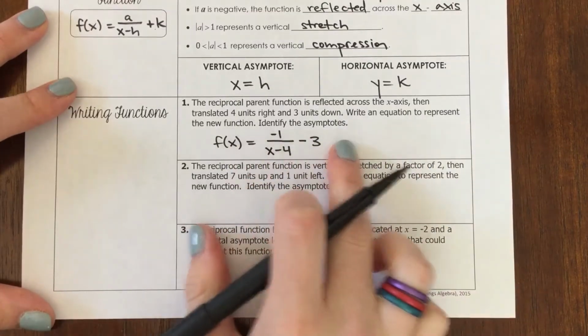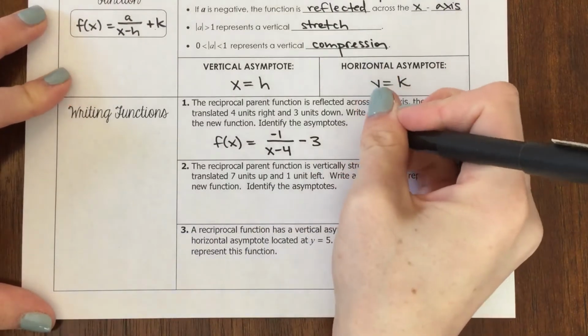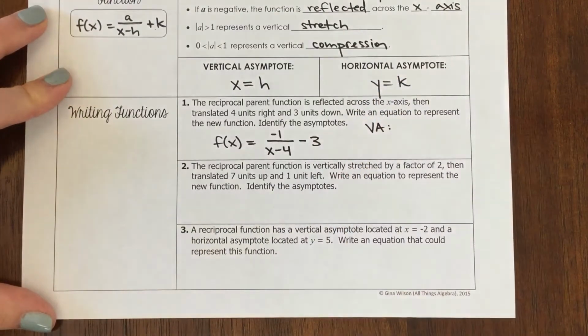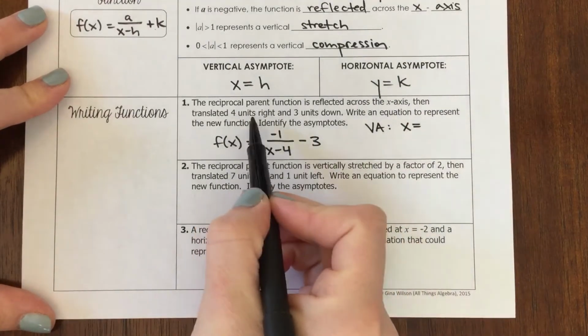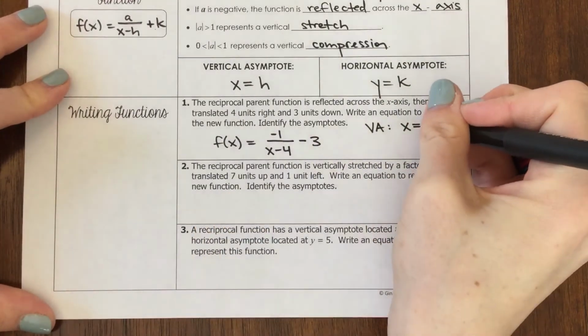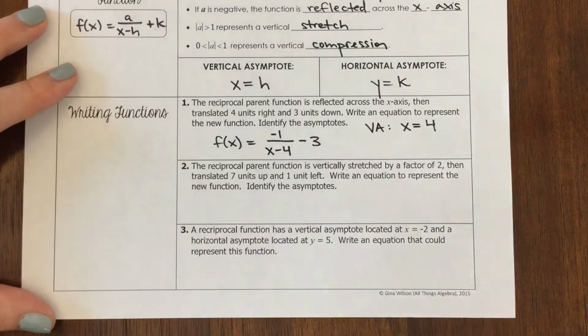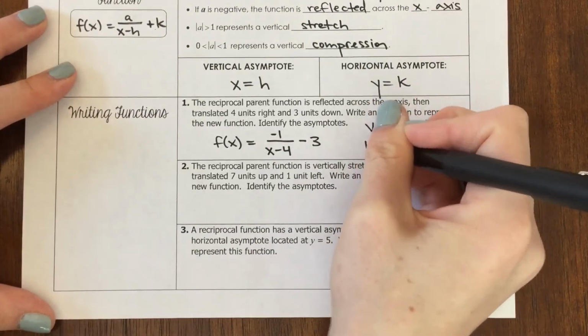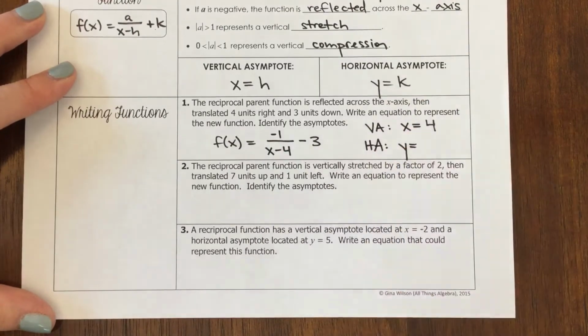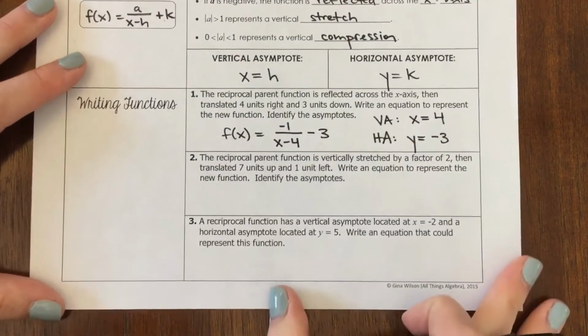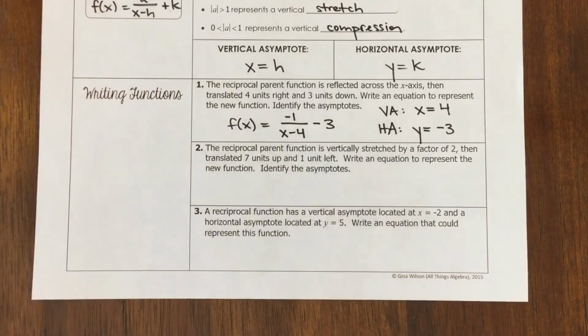We also are going to write the asymptotes. So we can abbreviate VA for the vertical asymptote. That's just whatever x equals h is. So if we move 4 units to the right, the asymptote moves over to 4 as well. And then the horizontal asymptote, if our whole graph moved 3 units down, the y value moved down 3 units as well, to a -3.